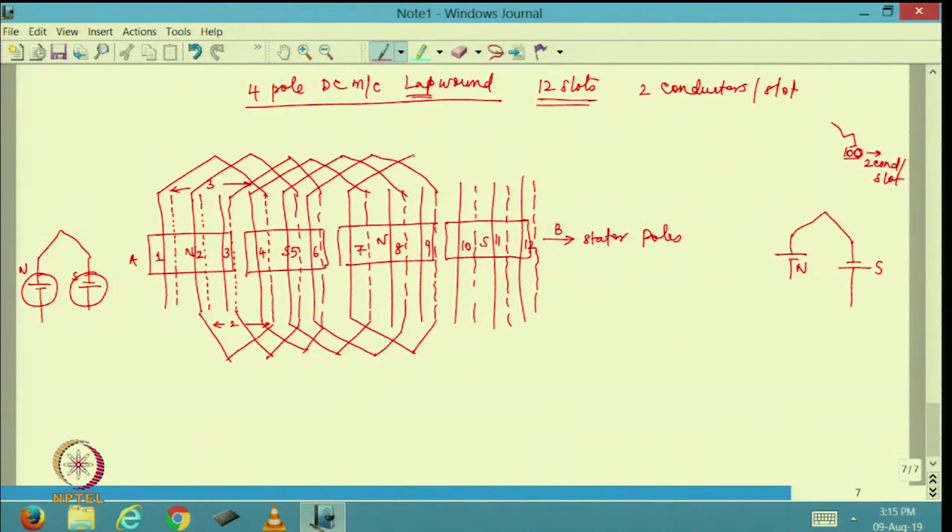So, let me complete the drawing. 7 plus 3, 10, 10 minus 2, 8. 8 plus 3, 11. From 11 it will go back to 9. From 9 it will again go to 12.